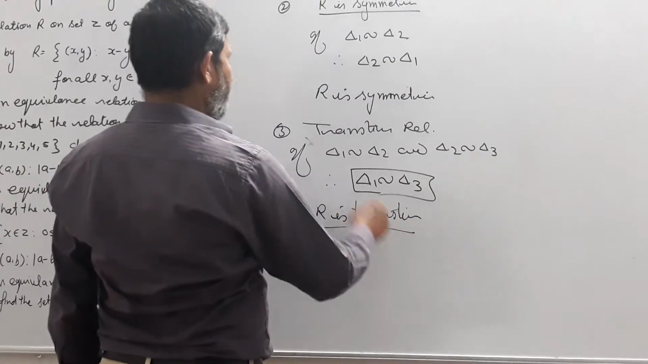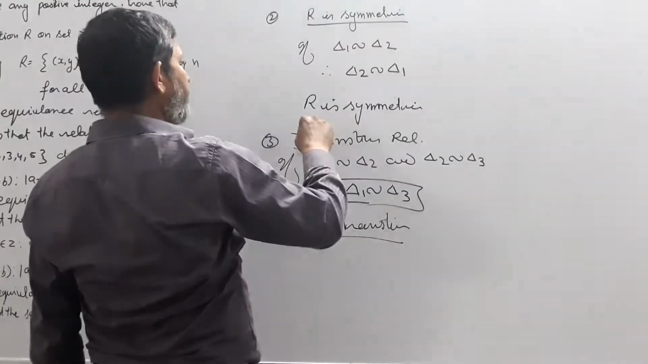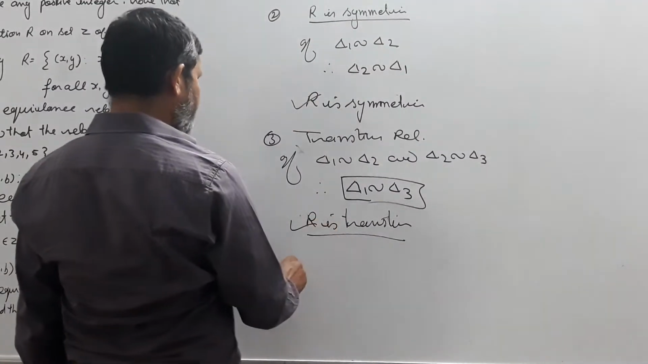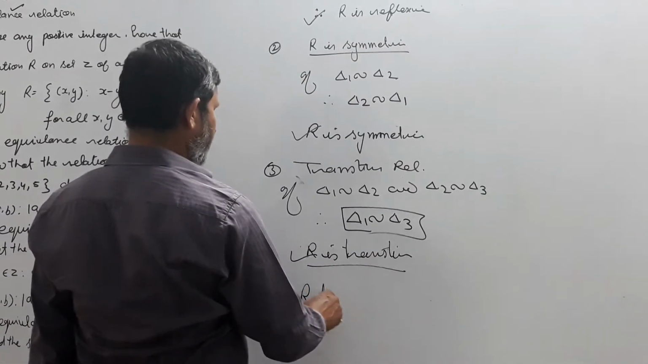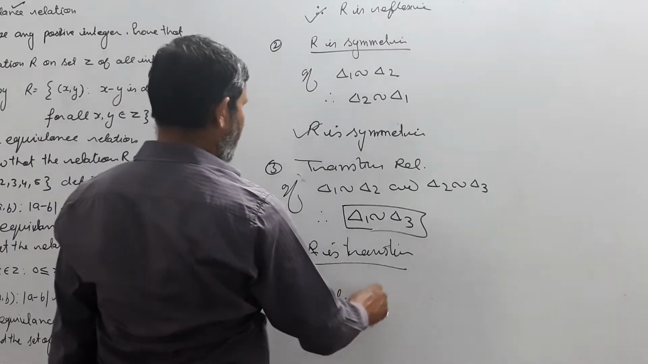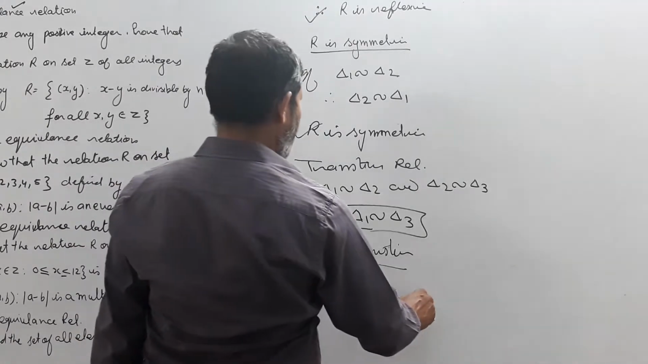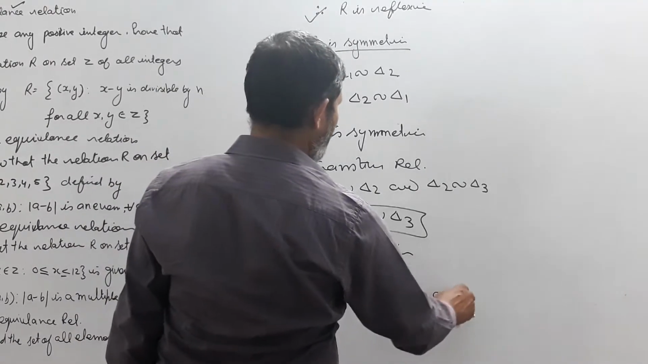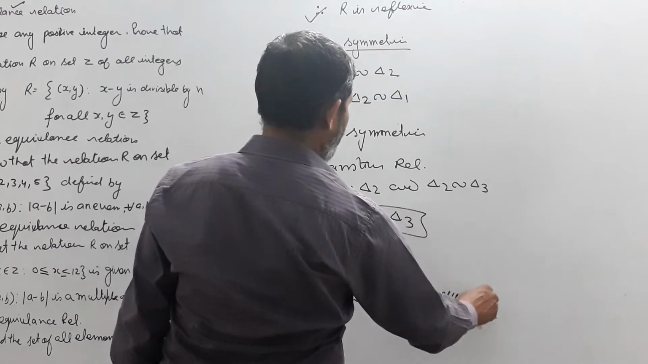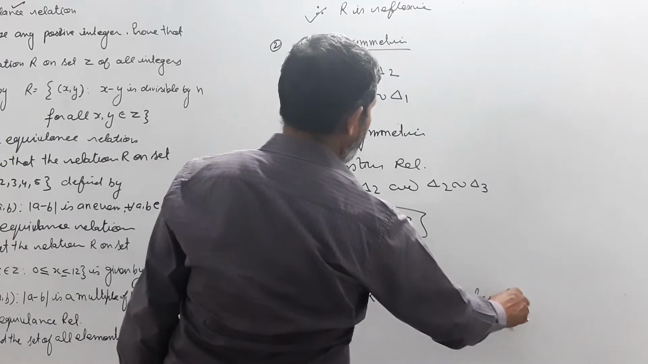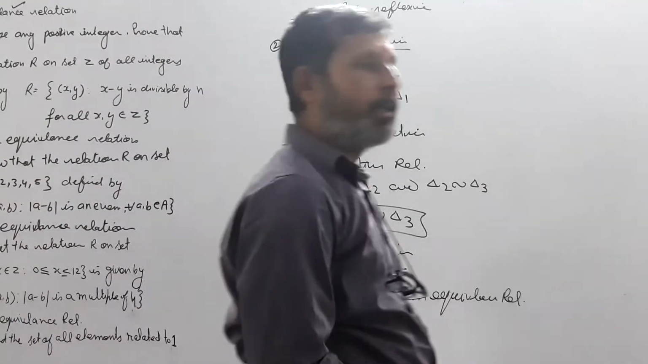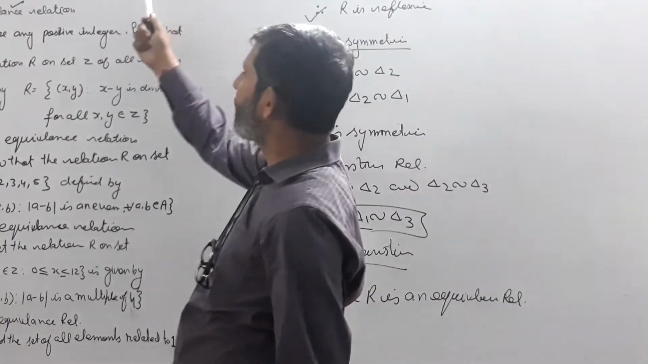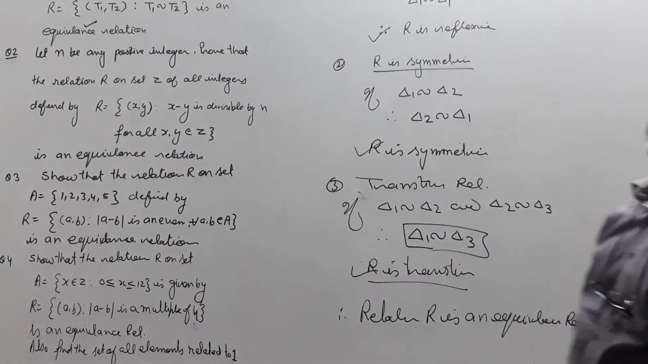The relation is reflexive, symmetric as well as transitive. Therefore, the relation R is an equivalence relation. Therefore, the relation R is said to be an equivalence relation. The question was to prove that this relation is an equivalence relation.